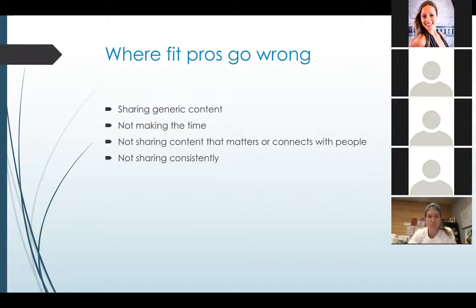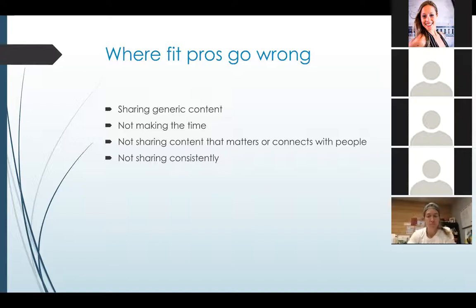Like, let's make a business out of this and really serve people in a way that is beneficial to them. So you've got to make the time to do this. It's very, very important. And then not sharing consistently. A lot of the time what I'll see is people show up and then they stop, and then they show up and then they stop, and then suddenly 3 months have gone by and they haven't shown up.